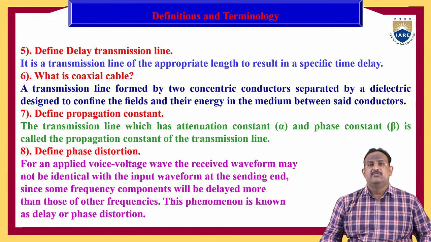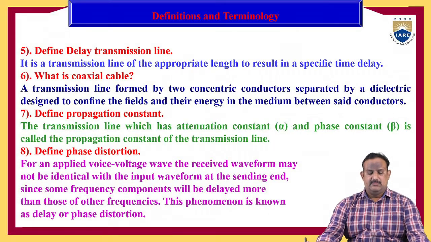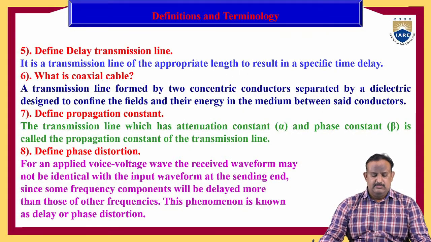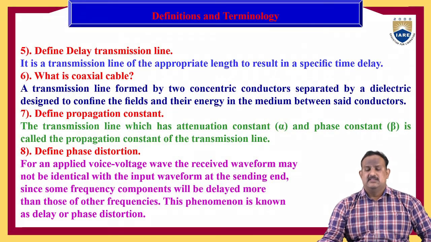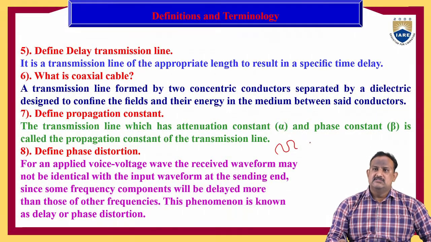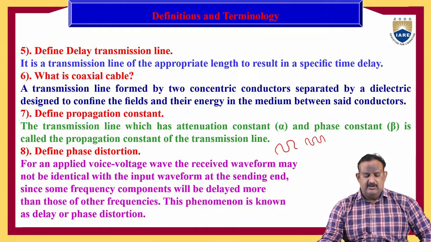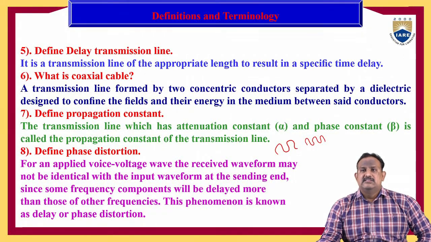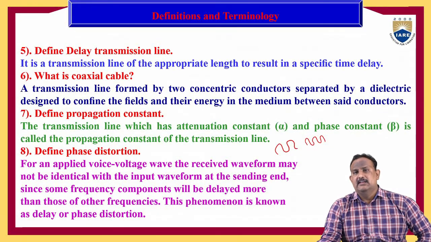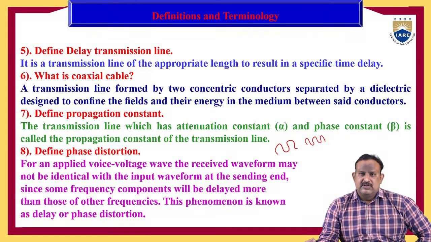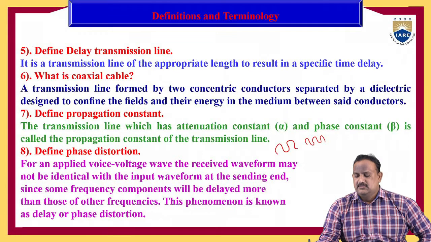Next, define phase distortion. For an applied voice voltage wave, the received waveform may not be identical. Suppose when we are transmitting, the signal shape may be like this. When we are receiving, the signal shape is the same, but there is some difference in amplitude. So for an applied voice voltage wave, the received waveform may not be identical with the input waveform at the sending end. Since some frequency components will be delayed more than those of other frequencies, this phenomenon is known as delay or phase distortion.